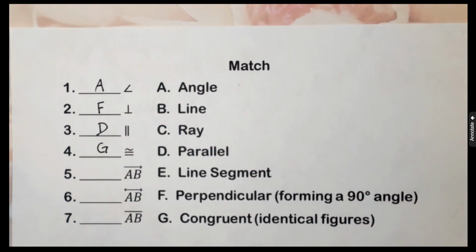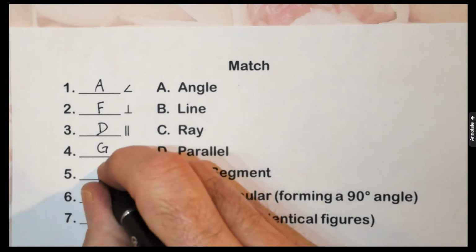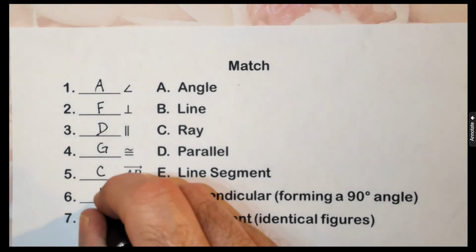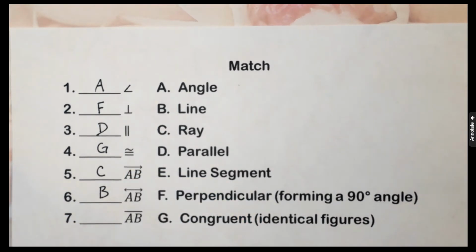The next symbol is a capital A and a capital B with an arrow pointing to the right, and that is the symbol for a ray. A ray is a part of a line that has one endpoint. The next symbol is a capital A and a capital B with arrows both directions, and that is the symbol for a line, choice B, a set of points that extends indefinitely in both directions.